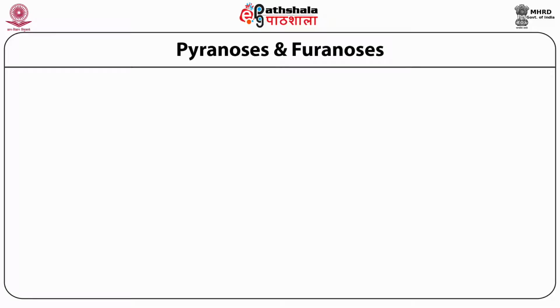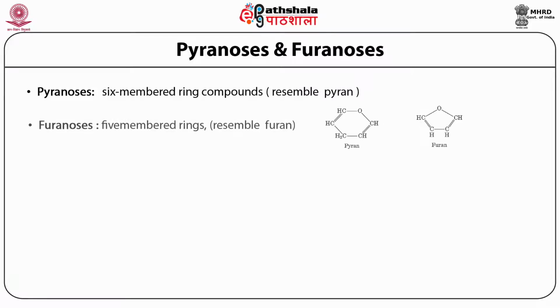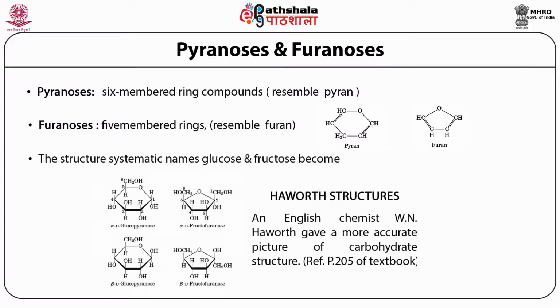Pyranose and furanose. In the case of pyranose, 6-membered ring compounds resemble pyran, whereas furanose is a 5-membered ring which resembles furan. The structures with systematic names for glucose and fructose are shown in the picture: alpha-D-glucopyranose and alpha-D-fructofuranose. Similarly, beta-D-glucopyranose and beta-D-fructofuranose. Furanose indicates a 5-membered ring, whereas pyranose indicates a 6-membered ring.